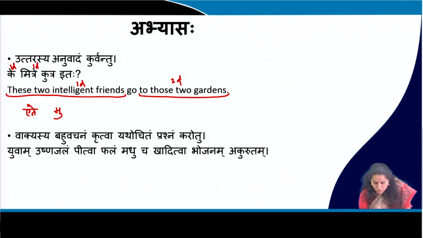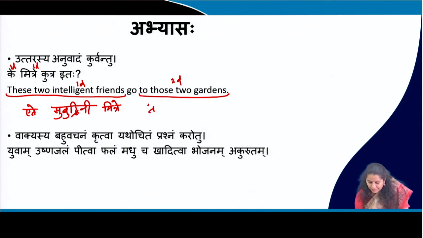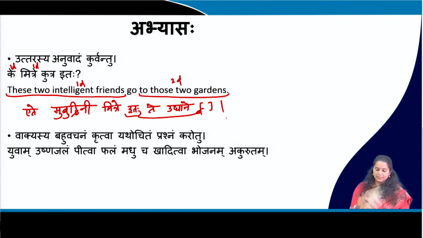Intelligent, subuddhi is the word. So subuddhi, and then the ni was long. So subuddhini. Mitram is the word. So mitre, uttavam. Go to those two gardens. Those two bhavati te. Two gardens. Gardens kim bhavati? Udyanam is the word. So udyane. And I could have put the verb go itaha here, or I can even choose to put it at the end. So it can even come in here. Astu. Tari te subuddhini mitre te udyane itaha uttamam.